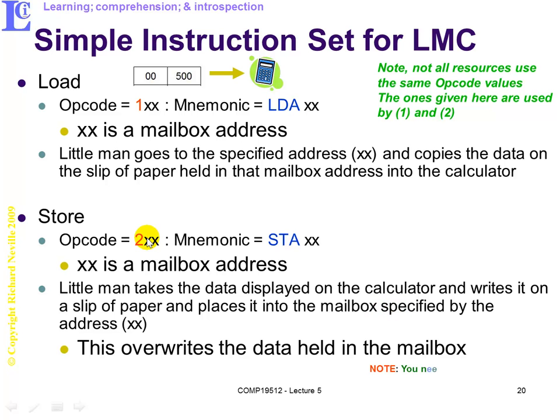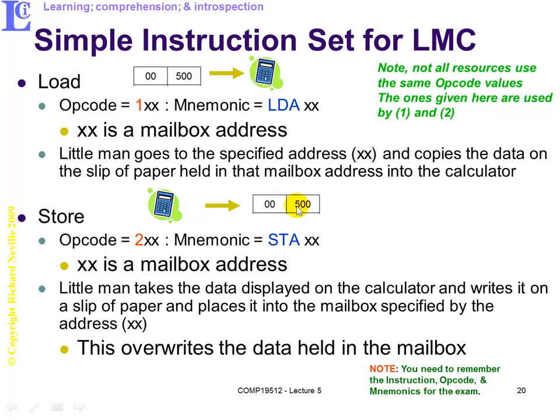Let's have a look at what it is visually. The calculator holds 3 digits. The little man writes it on a piece of paper and places it at the address specified by XX. XX in this case is 00. So that's load and store.